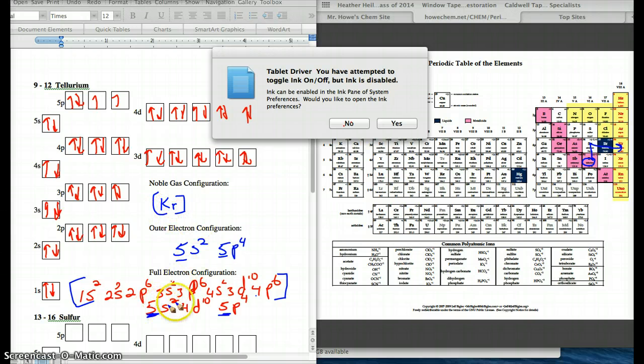Then that leaves everything else to add at the end, 5s2, 4d10, 5p4. And that's how you handle the first 4 questions on this test. Once again, the outer shell is just the highest coefficient.